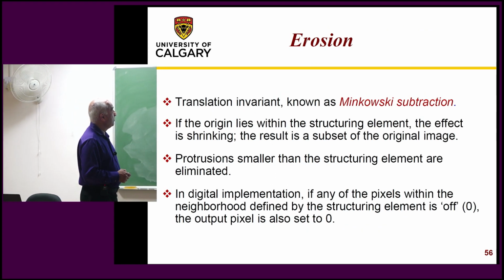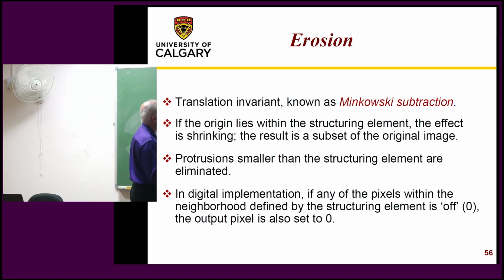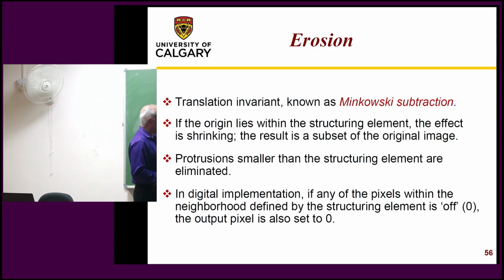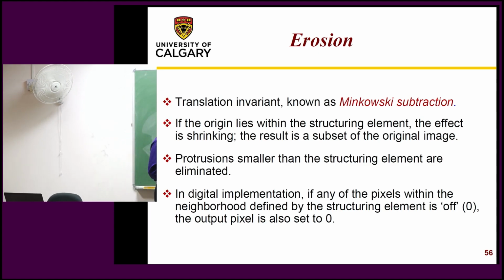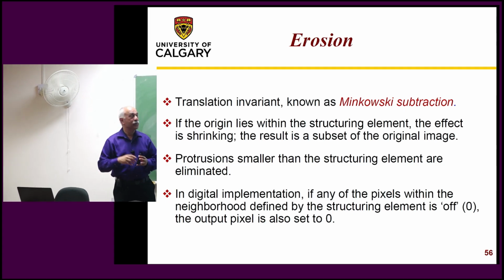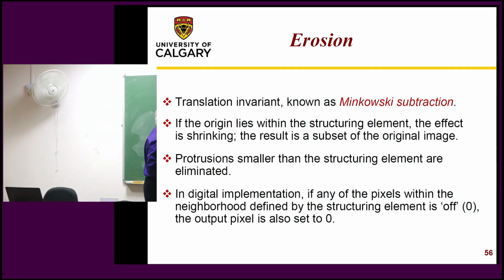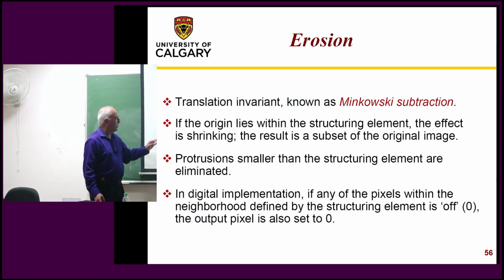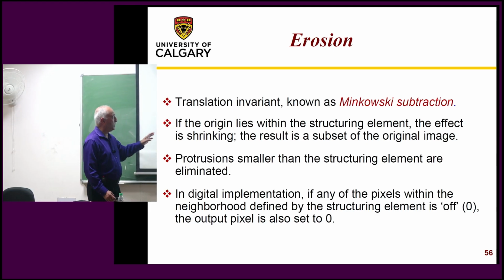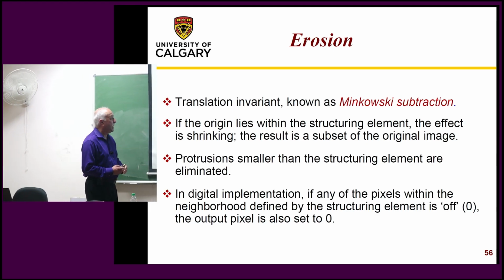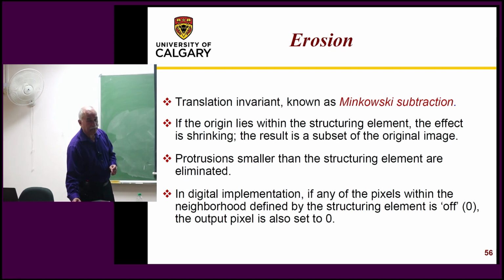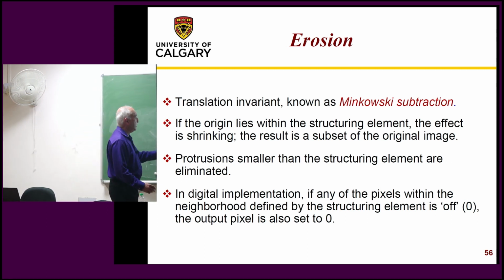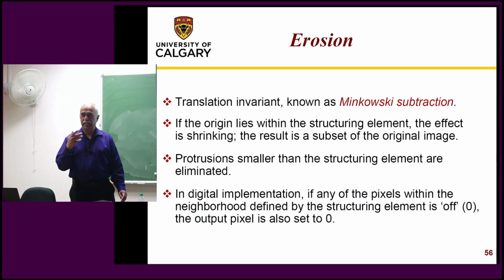So erosion is also known as Minkowski subtraction. If the origin lies within the structuring element, the effect is shrinking. So erosion is something is removed, erode. Protrusions smaller than the structuring element are eliminated, as you'll see in the examples. So in digital implementation, if any of the pixels within the neighborhood defined by the structuring element is off, that is 0, the output is set to 0. So if there is 1, 0, the output is 0, which means it is the minimum.